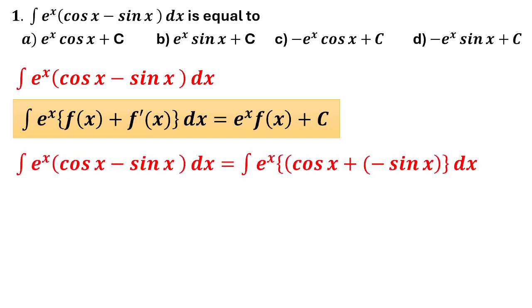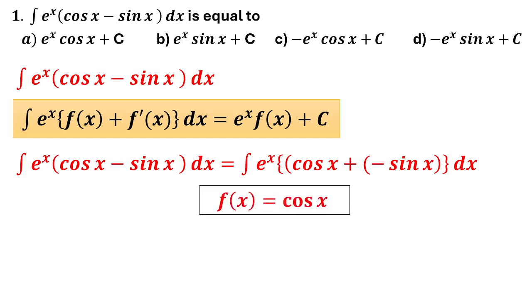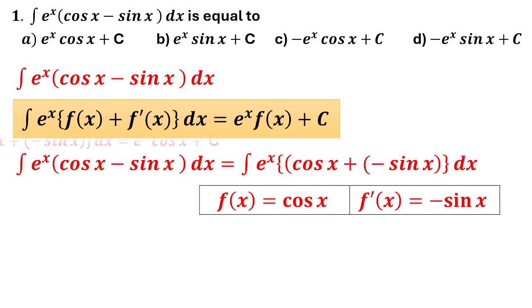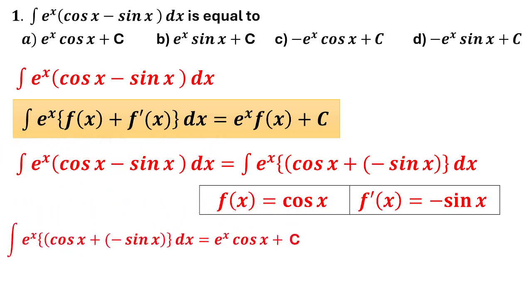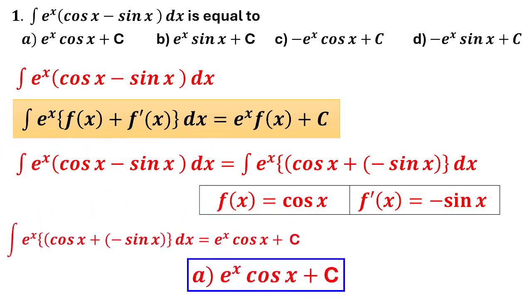For now I am writing this as cos x plus minus sin x, because the derivative of cos x is minus sin x. It is function plus its derivative. Therefore, I am identifying the function as cos x and the derivative as minus sin x. Therefore, the answer is e power x cos x. Therefore, option A is correct.